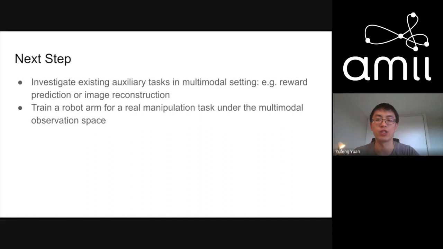So for the result where frame stack is not involved, we only use a single frame as the input. So the weights might be a little bit different.